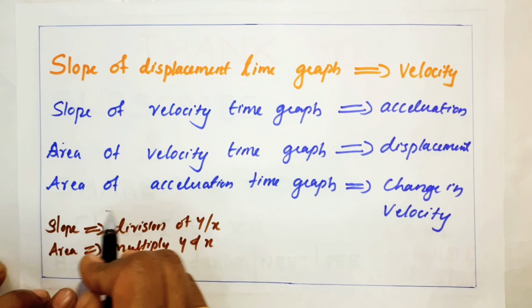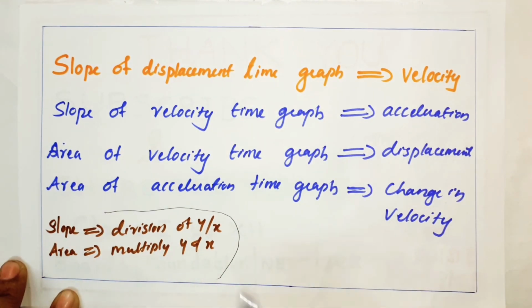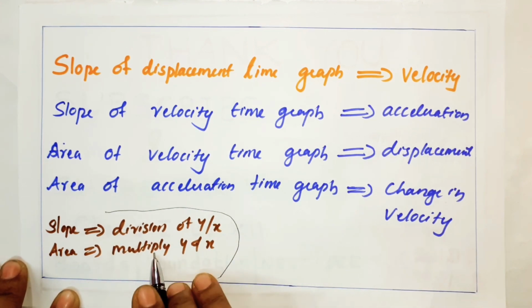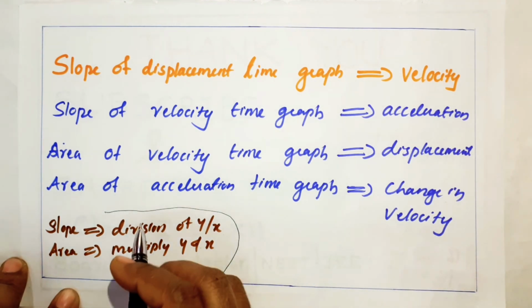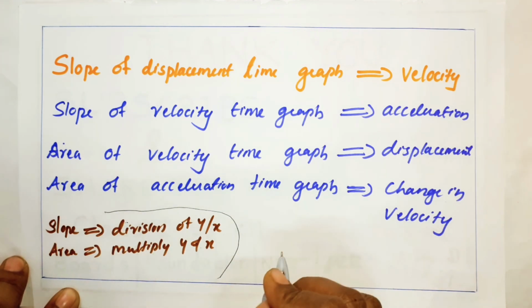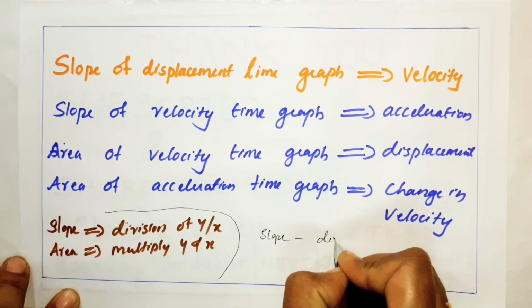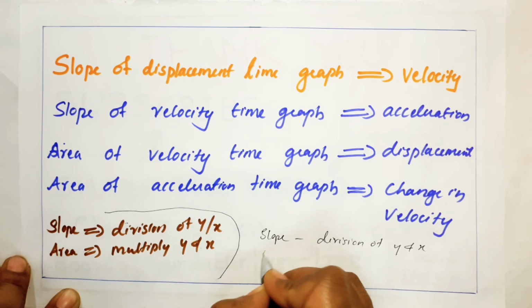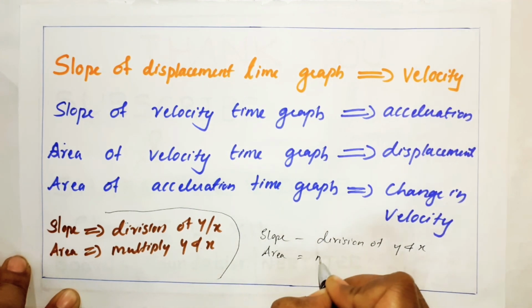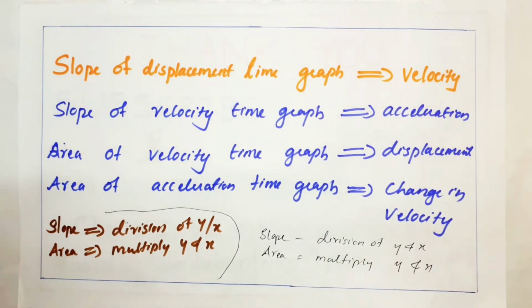Now this is my shortcut. Wherever they ask for slope, you do y-axis by x-axis. Wherever they ask for area, you multiply y and x. You take the product. It means slope means you take division of y and x, but area means you have to take multiplication, multiply y and x. So this is the shortcut to remember.